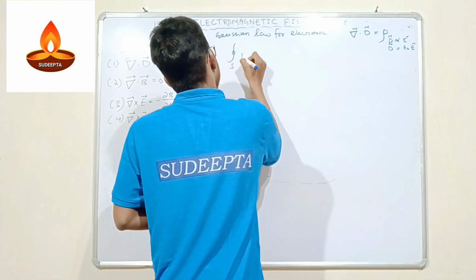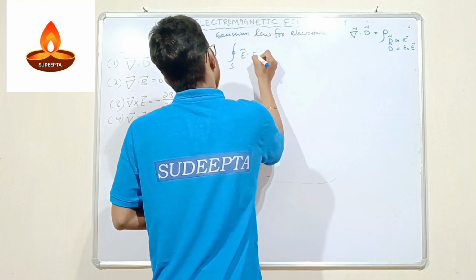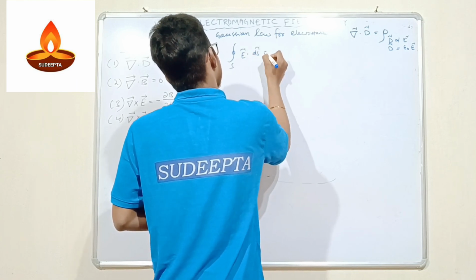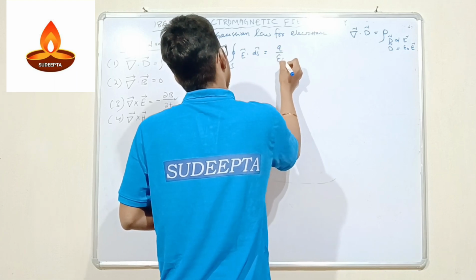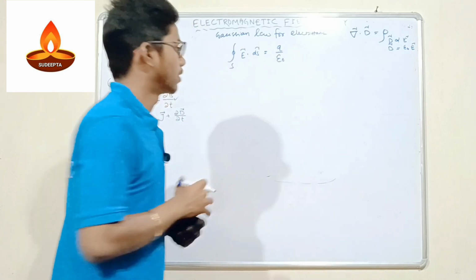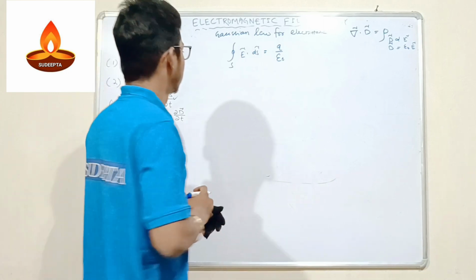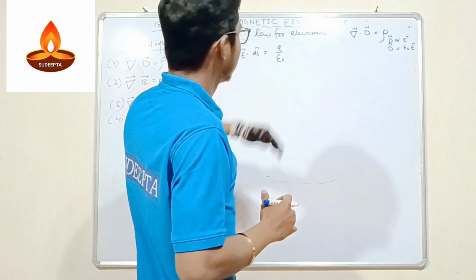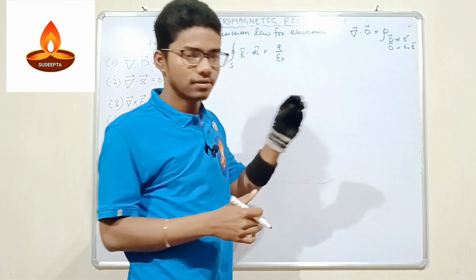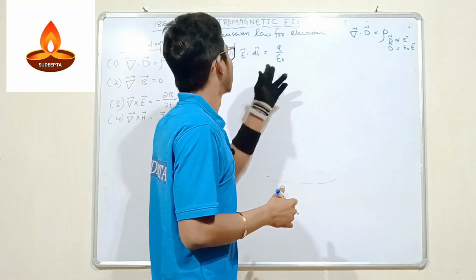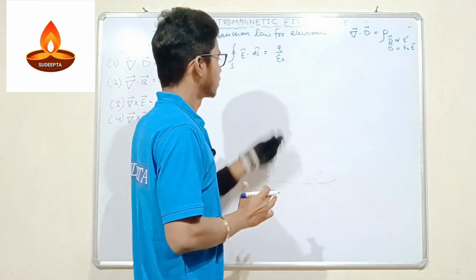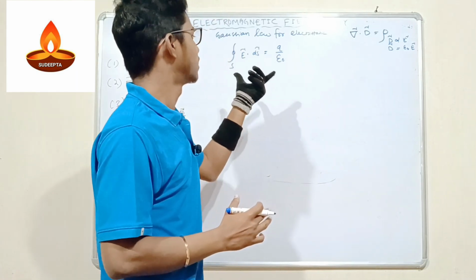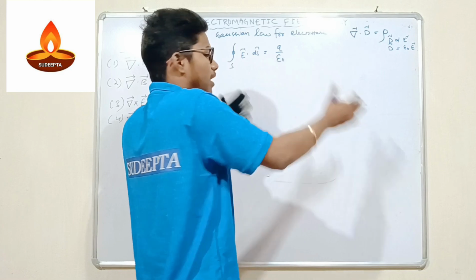Gaussian law states that the surface integral of E dot ds is equal to q upon epsilon naught. So what does it mean? That means the electric flux passing through that particular surface area is equal to q upon epsilon naught. So this is the principle, we can say this is the law. I told this mathematically.